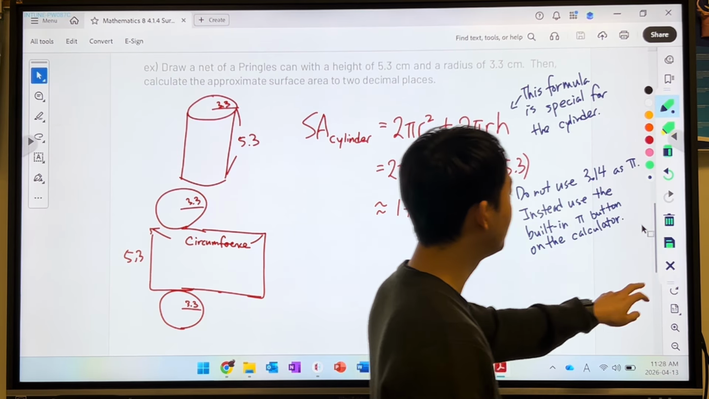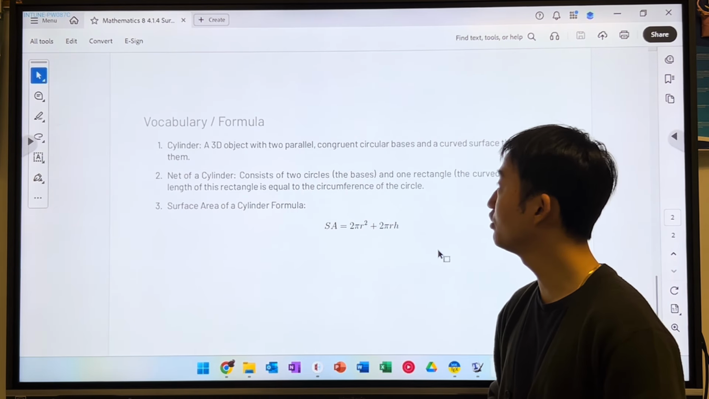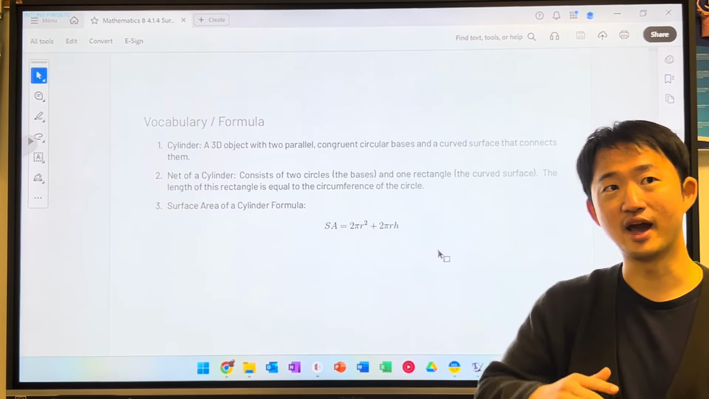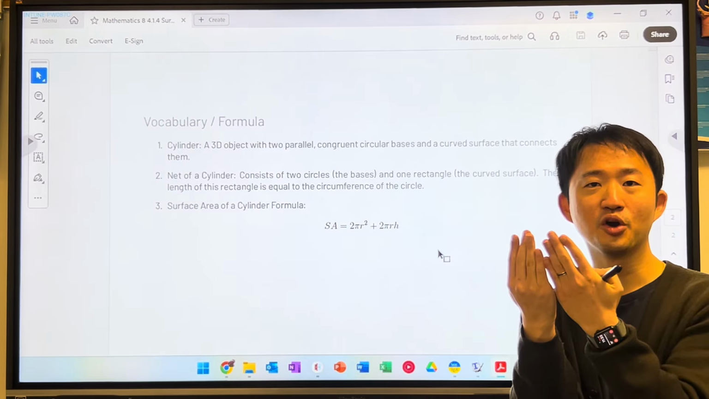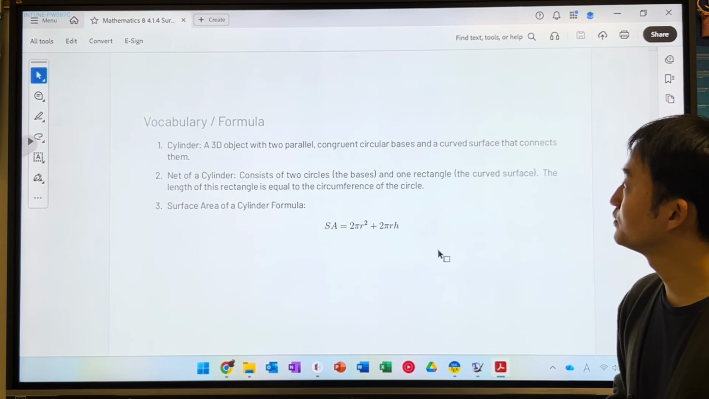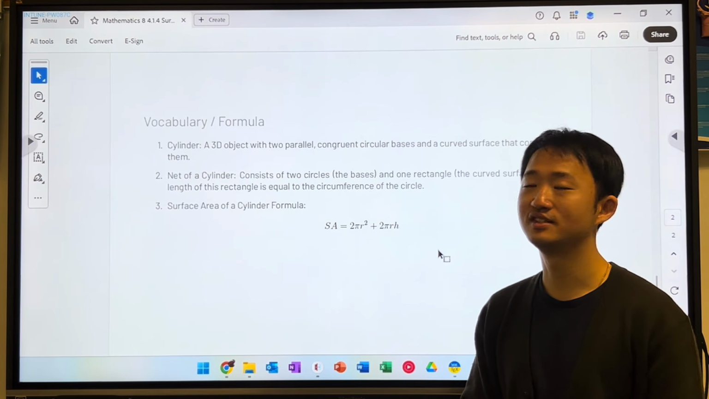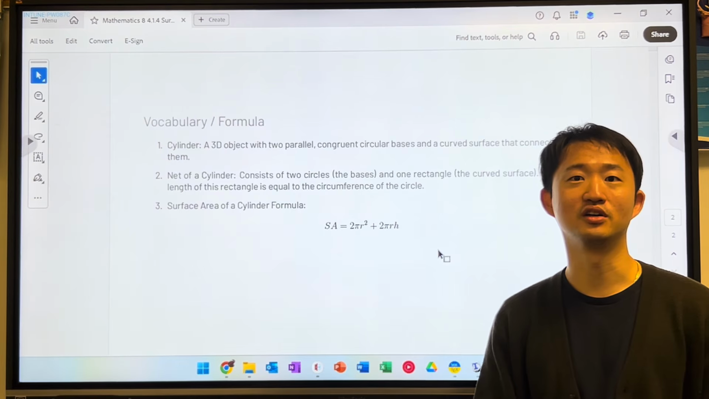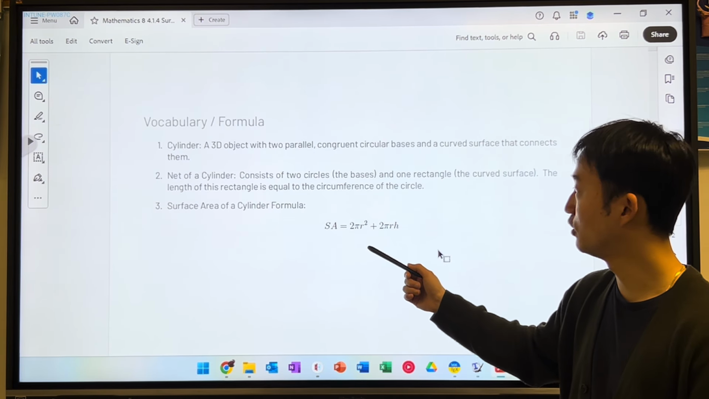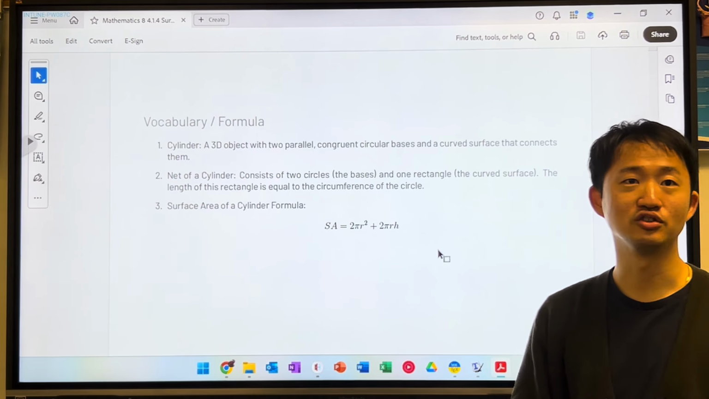Let's review the vocabulary and the formula that we have discussed. So first of all, a cylinder is a 3D object with two parallel circular faces, the circle on the top and the bottom, and it's wrapped around a curved surface. Now it's curved, but when you open it up, you might see a rectangular face. One rectangle, the curved surface, the length of this rectangle is equal to the circumference of the circle on the top and the bottom. And we also learned about the new surface area formula for the cylinder. SA is equal to 2 pi r squared plus 2 pi r h.